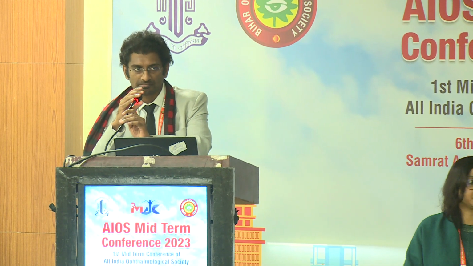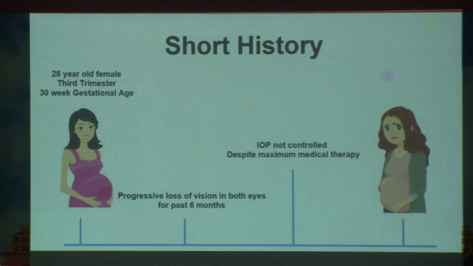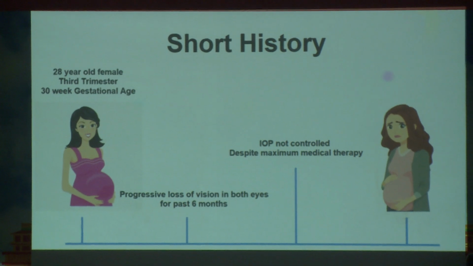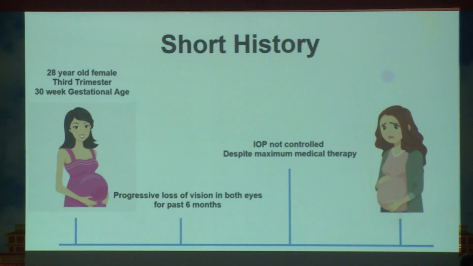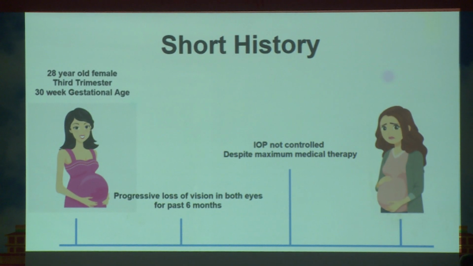Thank you for this opportunity. My case is on a glaucoma drainage implant in a pregnant woman with Axenfeld-Rieger syndrome. So, a 28-year-old pregnant woman, 30 weeks of gestational age, with progressive loss of vision over the last 6 months, and the IOP not controlled, and she's not happy.